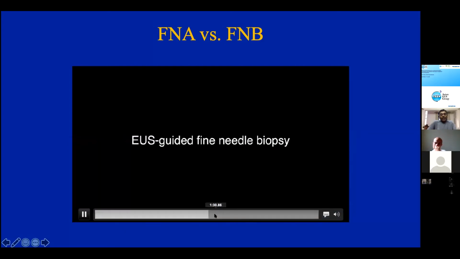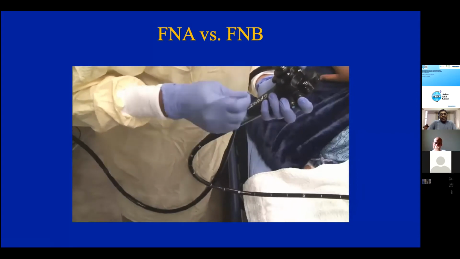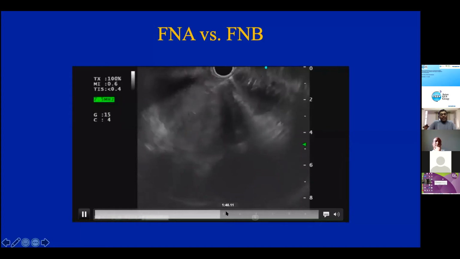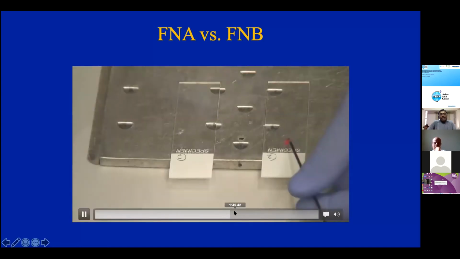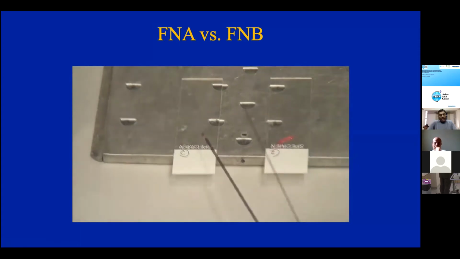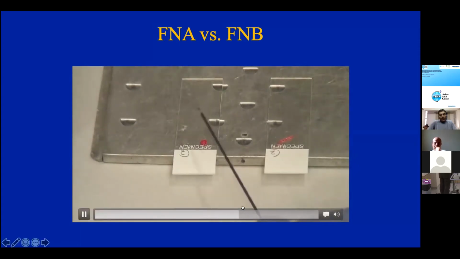And then we perform next a fine needle biopsy. So here again, the technique is exactly the same, except that the type of needle you use is slightly different. So here we are using the 22 gauge biopsy needle. But you can see the difference in quality of the tissue. It is not an aspirate, but it is more like a histological tissue that is now passed onto the slide.